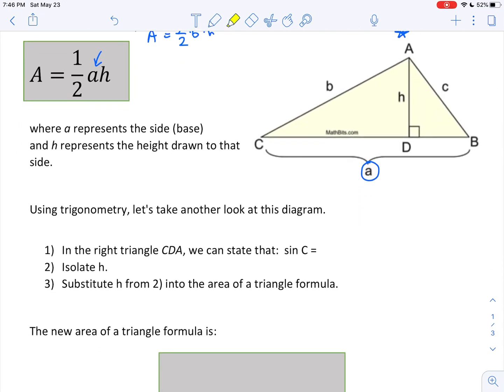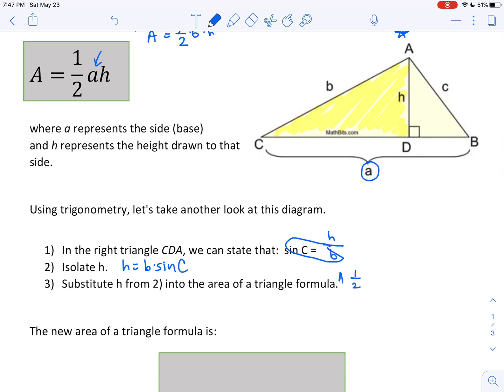Now, if we look at that right triangle, triangle CDA, which I'll shade here in yellow, triangle CDA is a right triangle, and we can say from our knowledge of trig that sine of angle C is equal to opposite h over hypotenuse b. So step 1, we're writing an expression with sine in it. In step 2, we're going to isolate that equation by multiplying both sides by b and getting h is equal to b times sine of C.